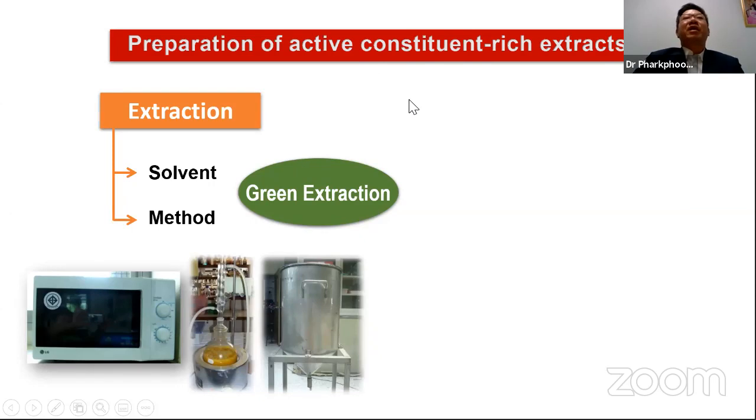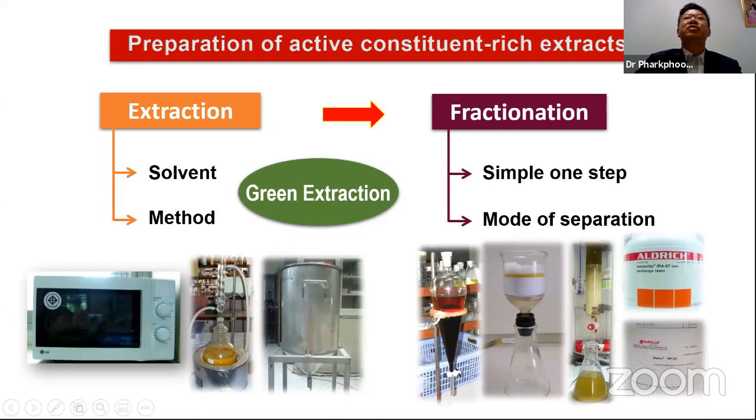Come to our topic, preparation of the active constituent rich extract. As I told you, the first important step is extraction method. And the key consideration is solvent and the method. And then if you do extraction and the extract you get still contains a low amount of the active compound, then you need another step. I usually use a simple one step fractionation to produce the active constituent rich extract. Please keep in mind that it is only simple and one step.